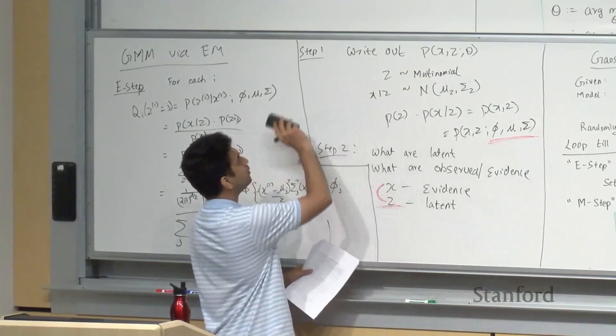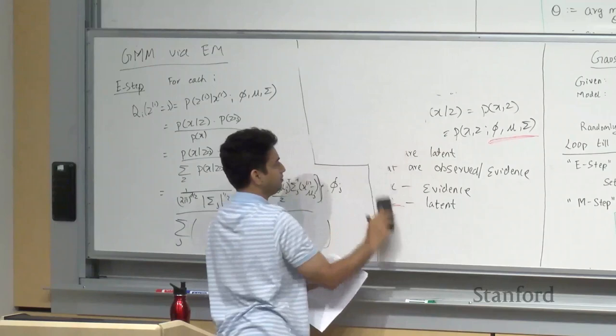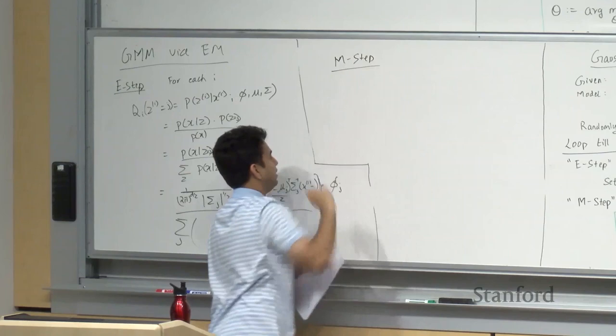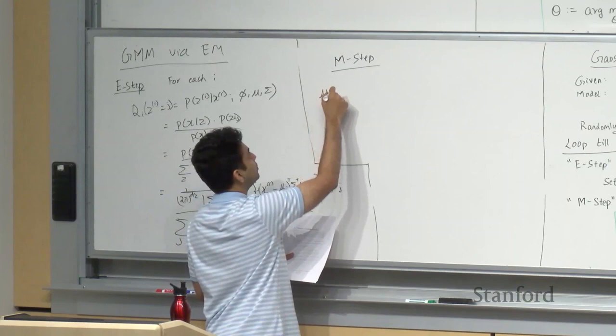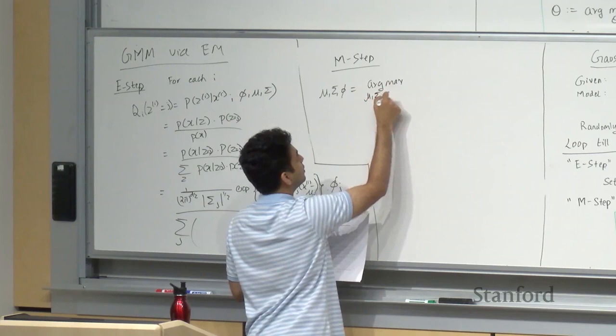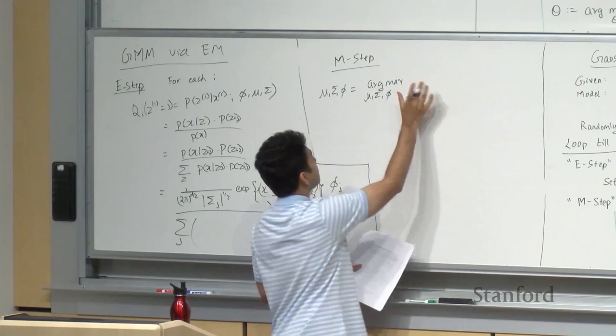I'm going to erase this. Hopefully you've taken note of this. Right? And in the M step, what we want to do is mu, sigma, phi is equal to argmax over mu, sigma, phi, right? In the M step, we do the argmax over the ELBO, exactly.